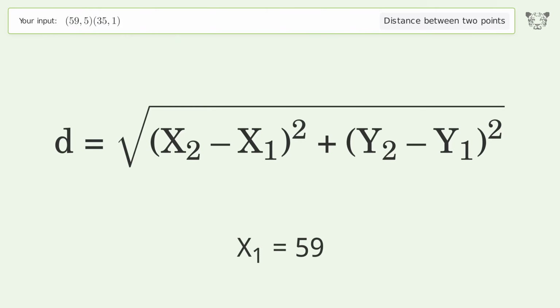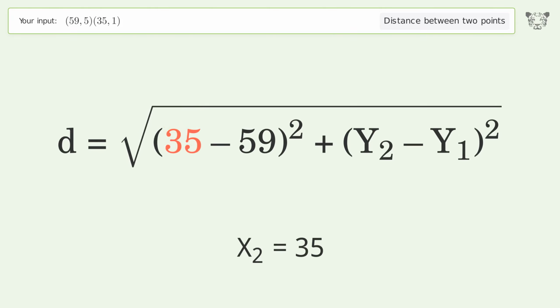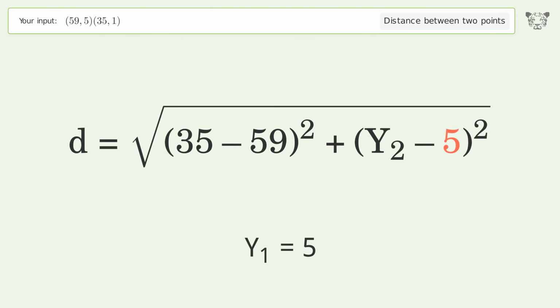x1 equals 59. x2 equals 35. y1 equals 5. y2 equals 1.